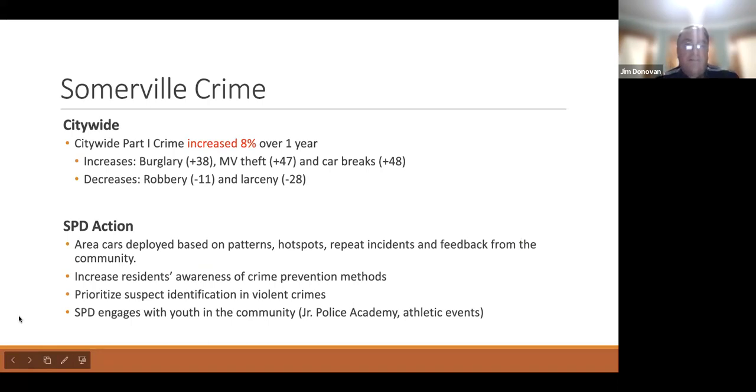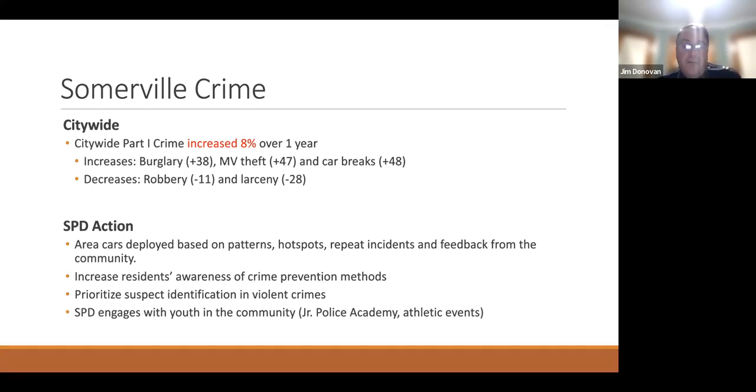The first slide we're going to address is just a snapshot of where we are regarding crime within your city. Citywide, Part 1 crimes increased 8% over a year. Those increases are specifically to do with all property crimes. We had an increase of 38 burglaries, which are house breaks, 47 motor vehicle theft and theft of parts, and an increase of 48 break-ins to motor vehicles. We did see decreases, thankfully, in violent crimes such as robbery, which went down by 11, and larcenies went down by 28, which is a significant number.